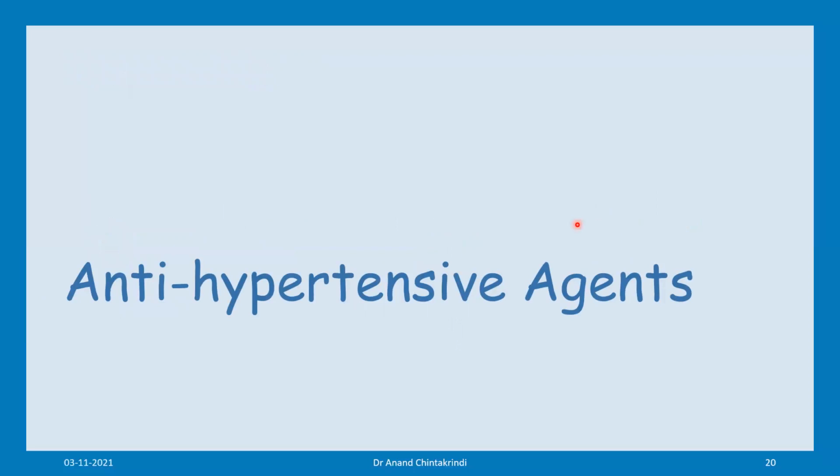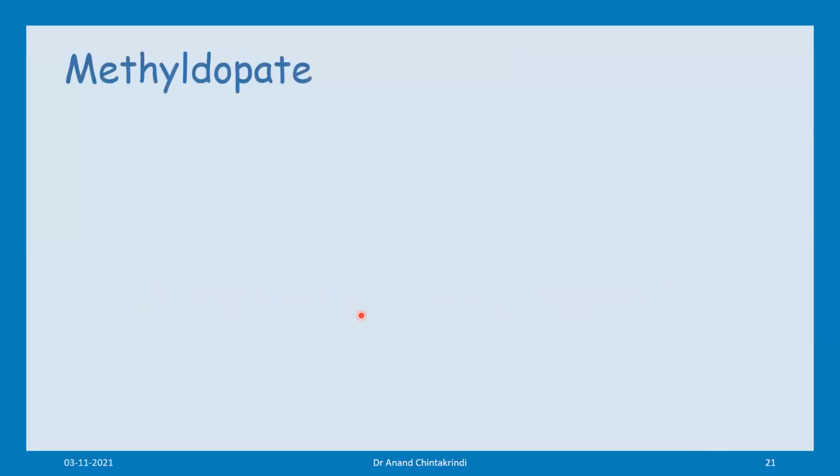The next class is antihypertensive agents. We have only one drug under this class, that is methyldopate.